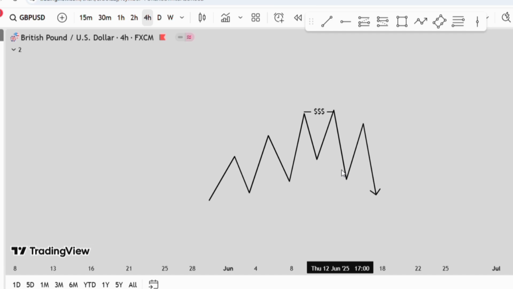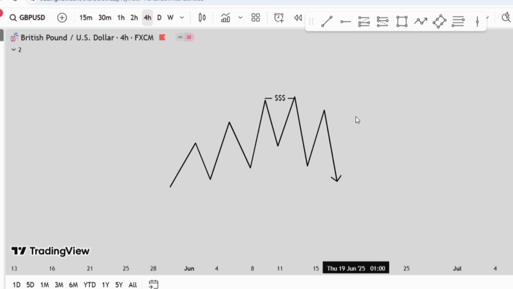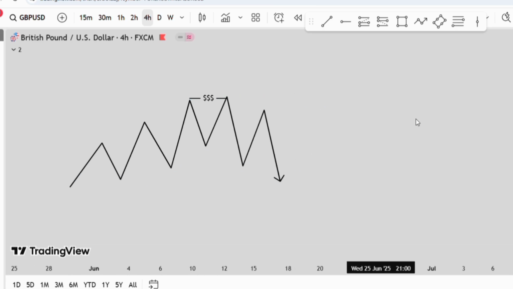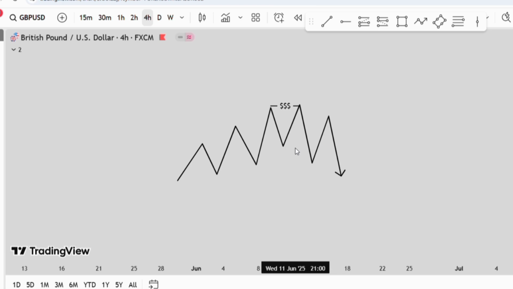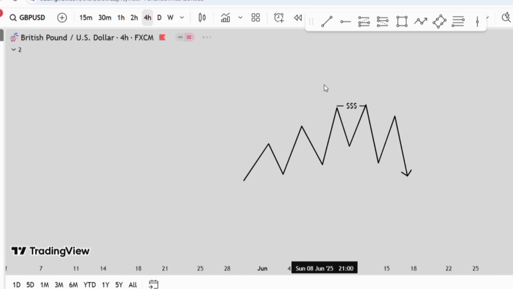You understand? So I think by now you should understand the three types of liquidity: the buy side, the sell side, and the equal highs. Whenever you're in the market, make sure you first locate the buy-side liquidity and the sell-side liquidity so that you yourself will not fall victim, or you yourself will not be the liquidity.